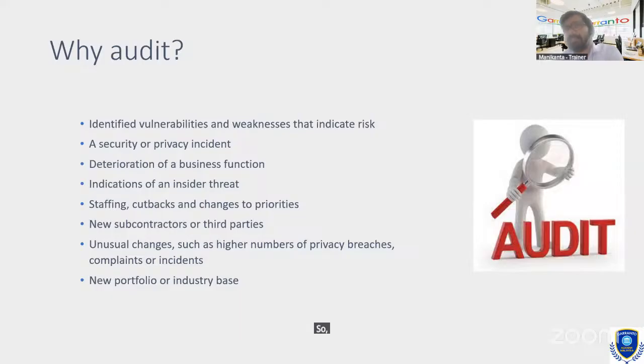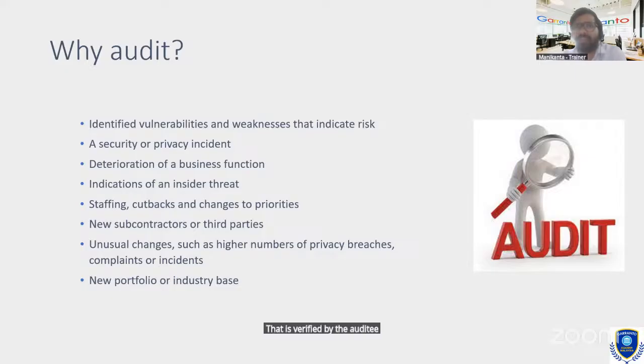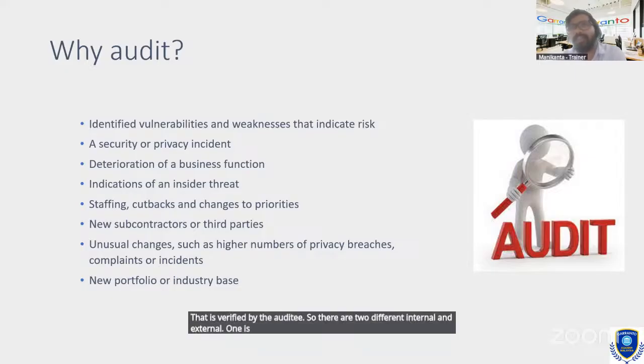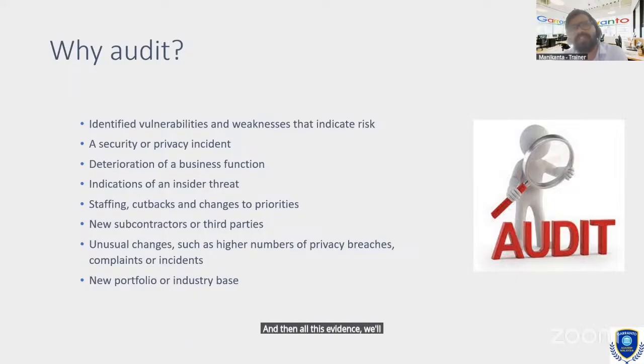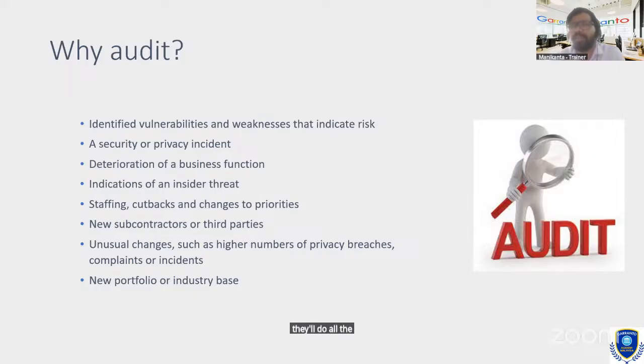So if we are able to satisfy them and start creating hard evidence or electronic evidence for all the work which we did, that is verified by the audit team. There are two different audits, internal and external. One is verified by our internal team, and then all this evidence will be sent to external. They'll also verify, and they'll see all the risks and challenges, whether we are following it or not, whether we are not able to fulfill certain things. They'll do all the analysis. And if there are certain gaps, this audit team will get back to you. They'll help you to understand. Then those gaps, you keep on filling.